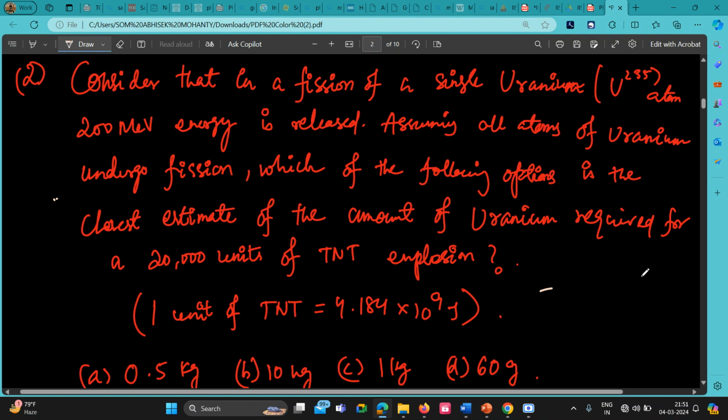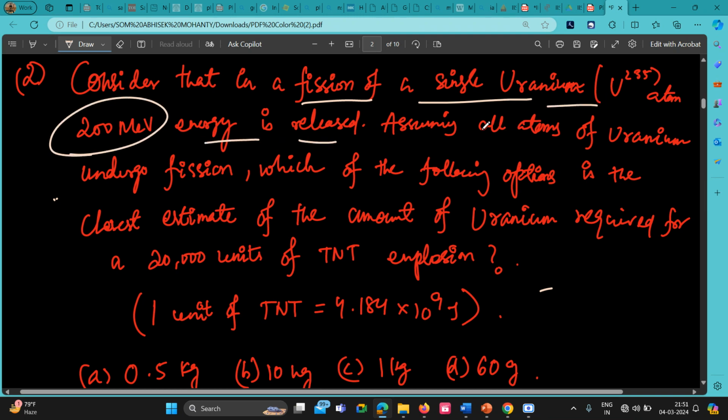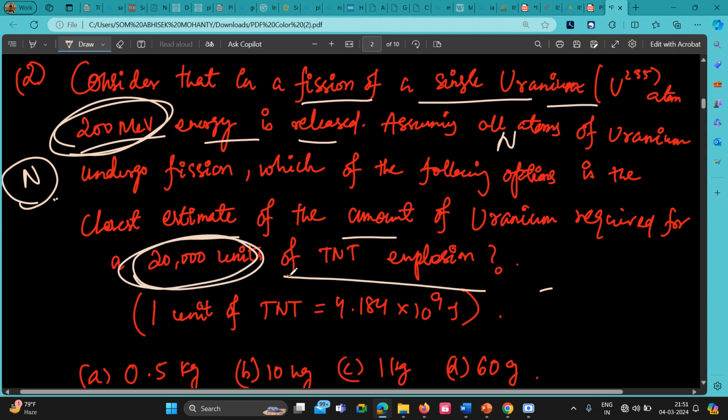How to solve it? You have to use a bit of chemistry also here. Okay, first see. Consider in a fission of a single uranium, 200 megaelectron volt energy is released. So single uranium, 200 megaelectron volt. For example, there are n uranium atoms, so it will be n into 200 megaelectron volt. Assuming all atoms of uranium undergo fission, suppose n atoms.